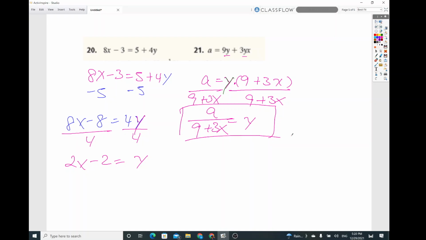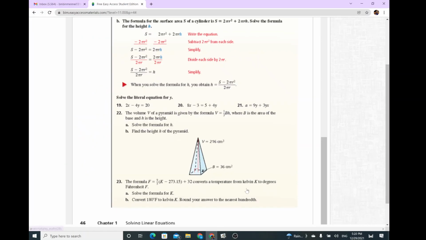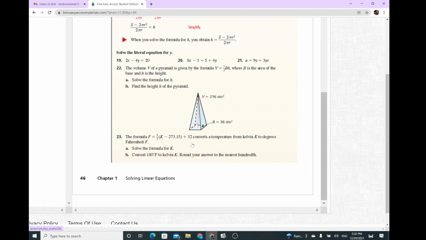Okay, so that is solving the literal equation. And now let's see what else we have for this section here. So the pyramid, this one is finding the height. And the other one is also finding the exact value of the height of the pyramid. Okay, so certainly we can do that. So one of the word problems.